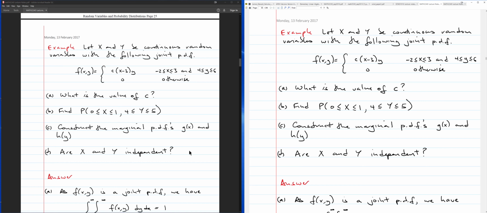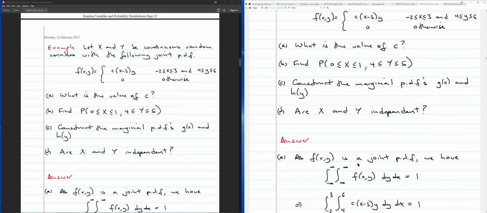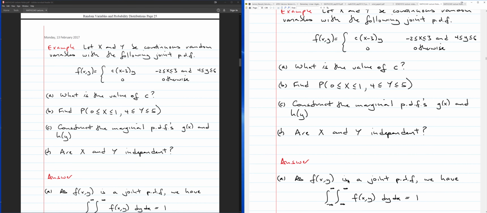As I said, what you need to do is use this property of a joint probability density function. Okay, so this is the f of x y specified for you. Notice how it's specified that this joint PDF is equal to this function within this rectangle where the x lies between minus 2 and 3, the y lies between 4 and 6, and it's 0 everywhere else. So let's see what that actually looks like.